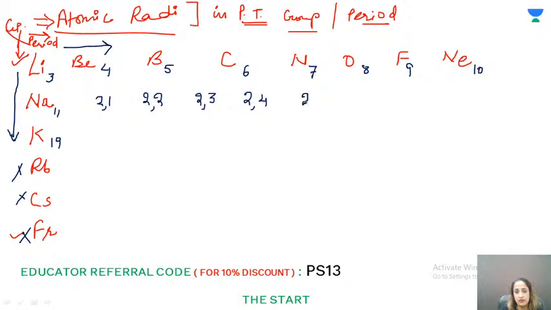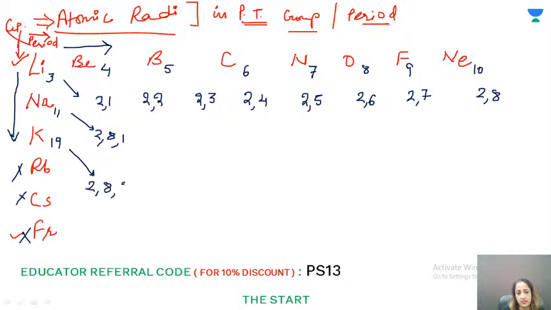2 5, 2 6, 2 7 and 2 8. So this is the electronic configuration if we move this side, starting with lithium. And what will sodium have? 2 8 1. What will potassium have? 2 8 8 1. So electronic configuration plays a very important role when we are talking about the size, the radii of an atom.